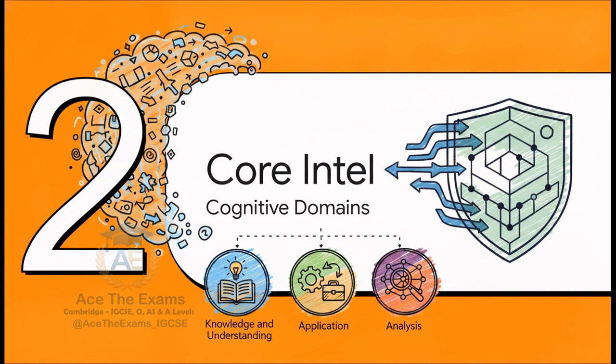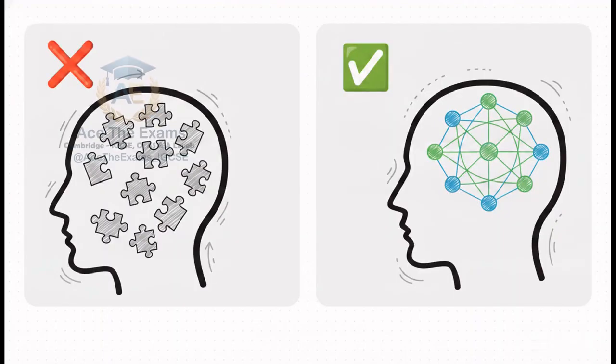Moving on to Section 2, core intel on data versus information, establishing the foundation. To build our defense here, we've got to understand how assessment objectives for this specific topic target three distinct cognitive domains: knowledge and understanding, application, and analysis. Look, it is not enough to just know the definition. You literally have to prove you can use it.